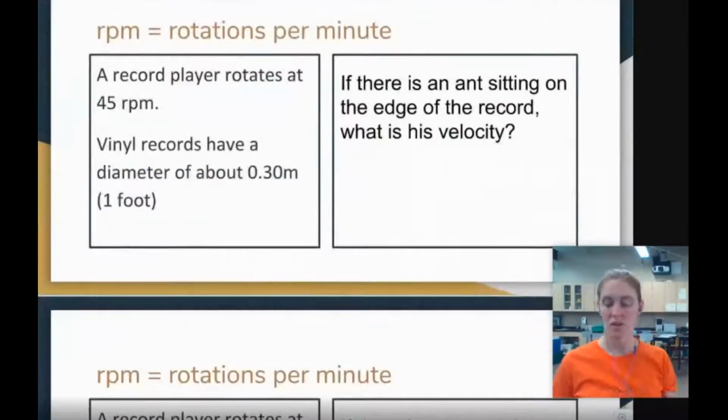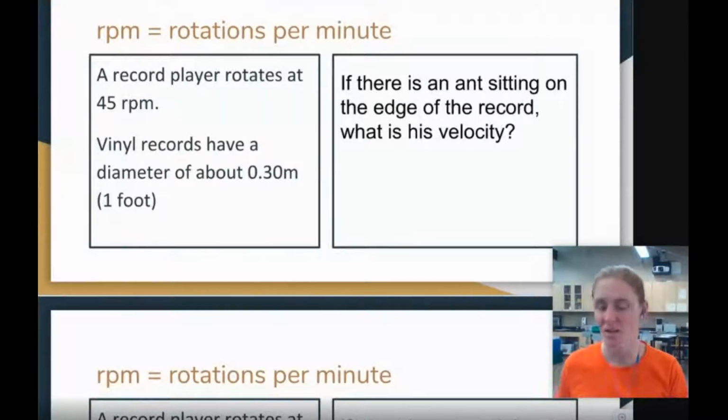A record player rotates at 45 rotations per minute, and vinyl records have a diameter of about 0.3 meters. Now I want to know, if there is an ant sitting on the edge of the record, what is the ant's velocity? Pause this, do it, and then resume.